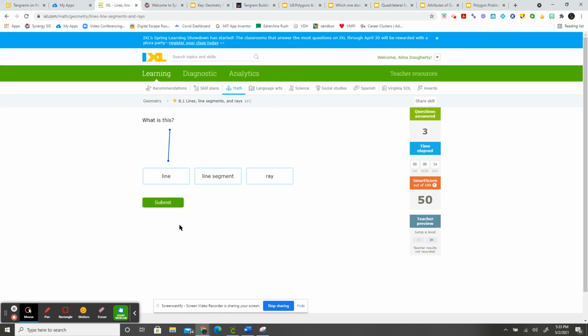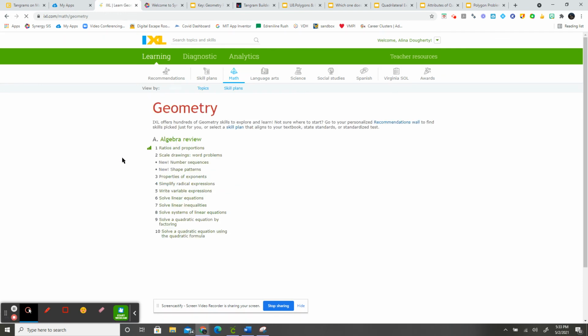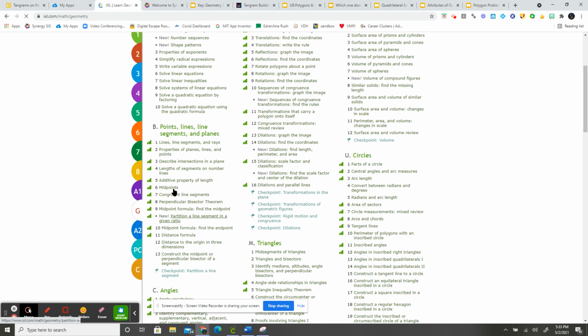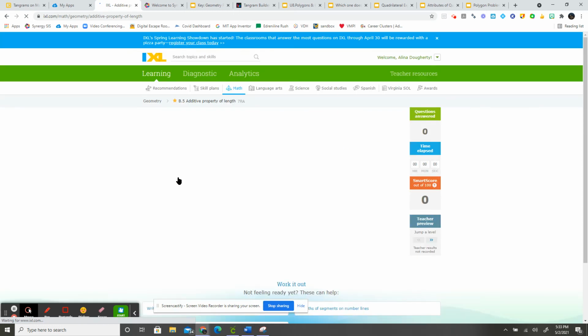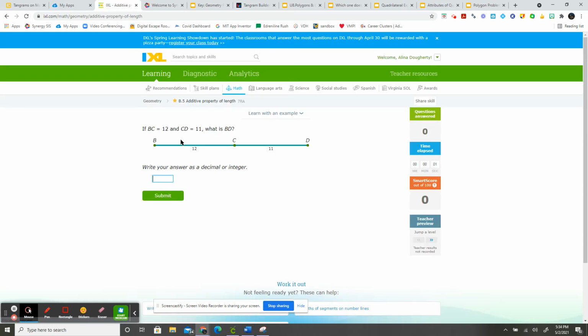Once you've practiced with lines, line segments, and rays, you can go back to the geometry and down to B5. So B5, we're going to add some segments together. So if BC is 12 and CD is 11, then what's BD? So that's the left part plus the right part. It's going to be 12 plus 11, which is 33.